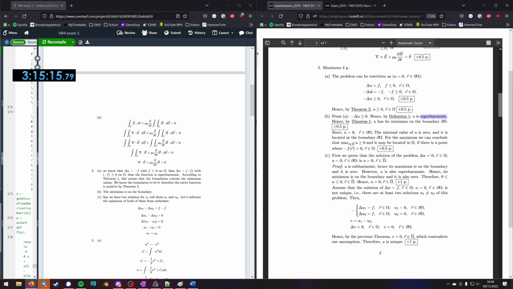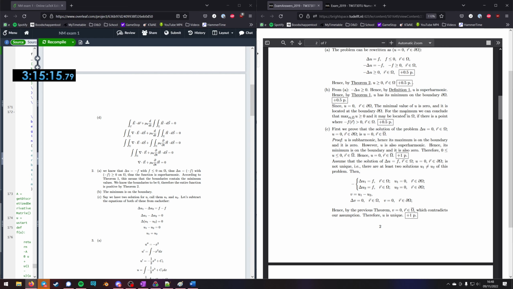I don't see why they say it's superharmonic or subharmonic, because I don't think it is. But whatever. I think for this to happen in an exam is such a low chance. I think for 2 we have 1 point for C as well. I don't think we have a full point there. No, only the second half. They say that the point may be located in omega if it exists where this is smaller than 0. So it isn't subharmonic.